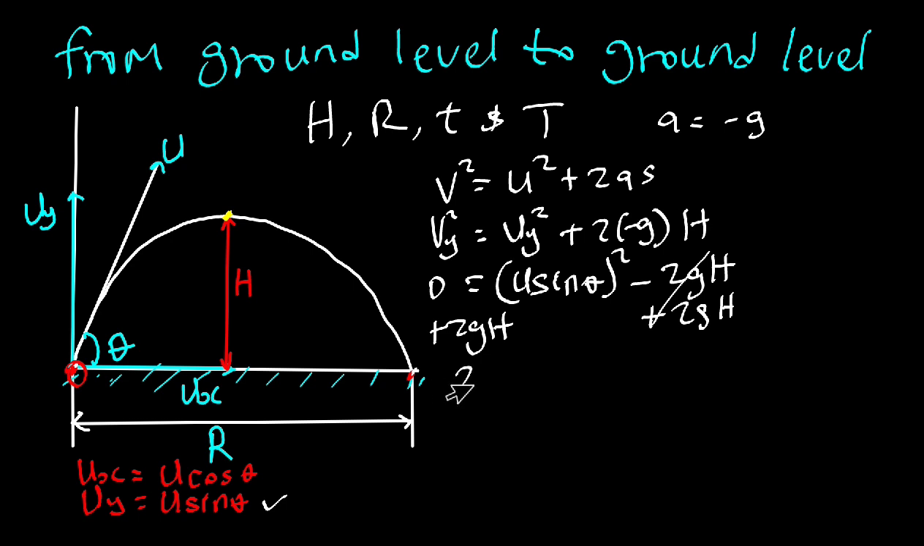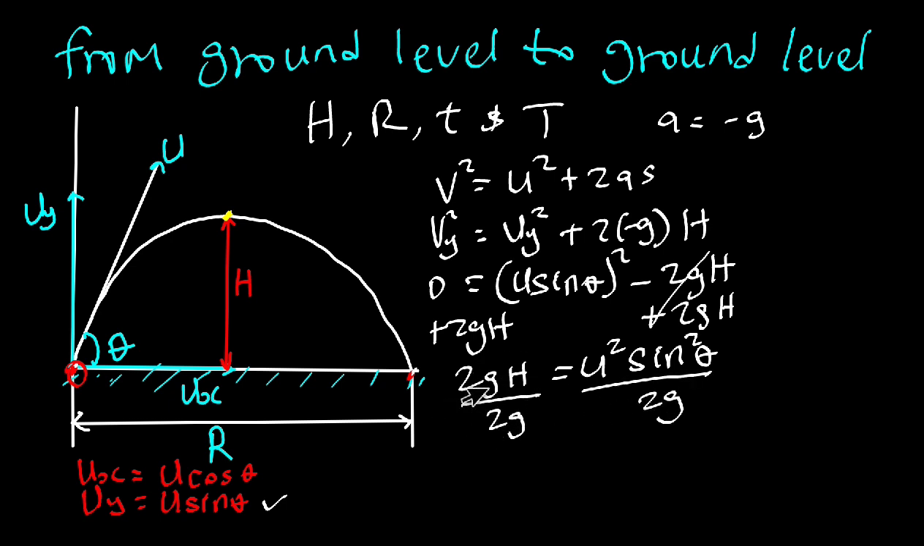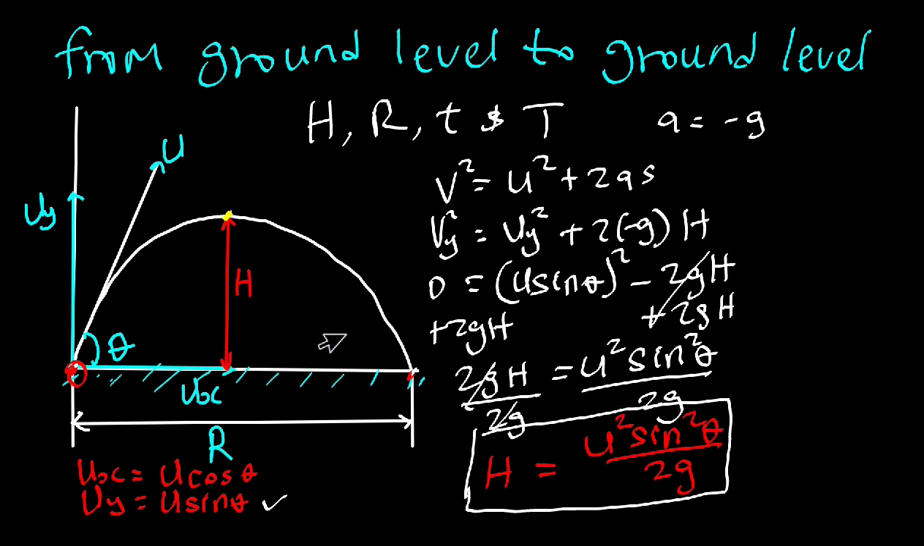We'll be left with 2gh is equals to, now this u sine theta square is equals to u square multiplied by sine theta square is equals to sine square theta. That is sine theta times sine theta is equals to sine square theta. So since we're looking for h, let's divide both sides by 2g. This and this will cancel. We have that the maximum height is equals to u square sine square theta divided by 2g. And so this is how the formula for maximum height in this case was derived.